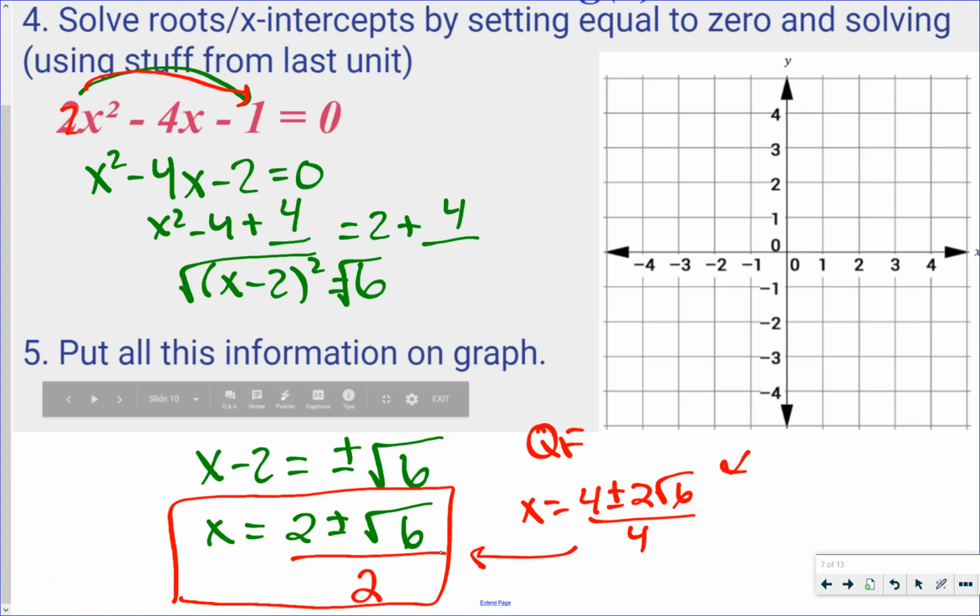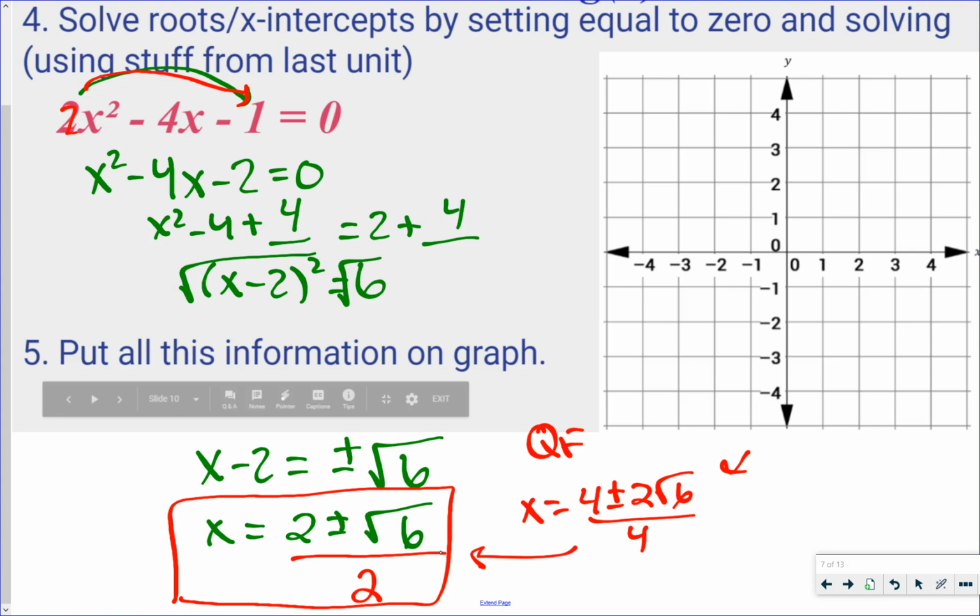Now, can I graph 2 plus or minus square root 6 over 2? Not yet. We have to convert this into decimals. This is when the calculators come into play. If you have a graphing or scientific calculator, you will do 2 plus square root 6, push enter, and then divide by 2. You should get 2.2 something.